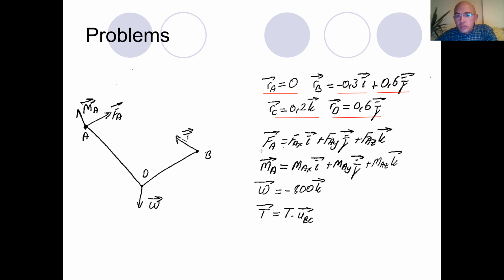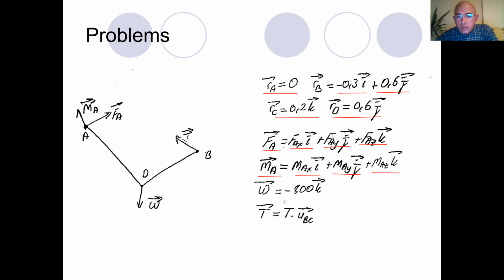Okay, how about the force FA? I have FAX I. So remember that I already said that FAX is 0, but for the moment, I will leave it in my expressions. FAX I vector plus FAY J vector plus FAZ K vector. Next thing is the moment at joint A, reaction moment, MA. I have MAX I vector plus MAY J vector plus MAZ K vector.